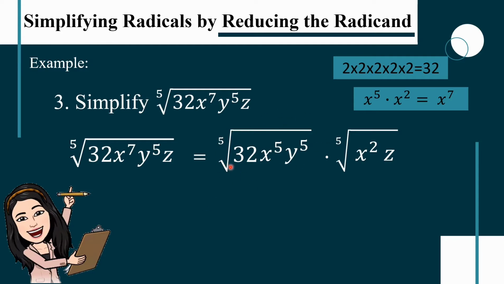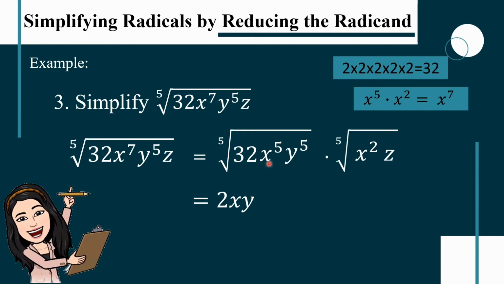Okay, itong part na 'to. Isa-isahin natin, what is the fifth root of 32? Yes, of course, that is 2. Kapag kinuha natin ang fifth root ng 32, that is equal to 2, kasi yun yung number na pag minultiply natin 5 times sa kanyang sarili, mag-i-equal siya sa 32. Next, x raised to 5.